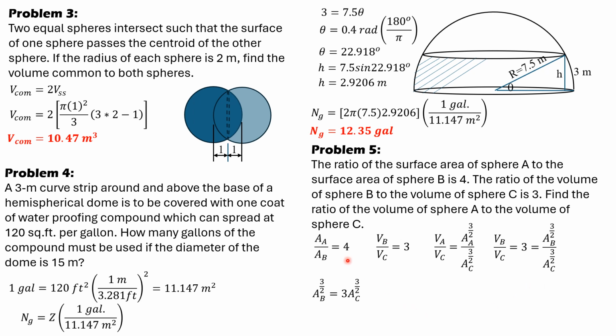And since area of B is equal to 1/4 of the area of A, we replace this by area of A over 4. So (area of A over 4) raised to 3 halves equals 3 times area of C to the 3 halves. So that means we can now form the ratio area of A to the 3 halves over area of C to the 3 halves, which is the ratio of volume of A to volume of C. And it is equal to 4 to the 3 halves times 3.